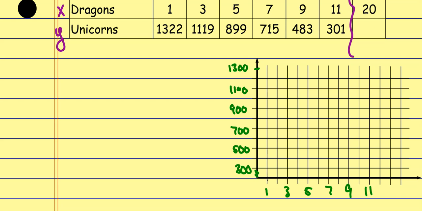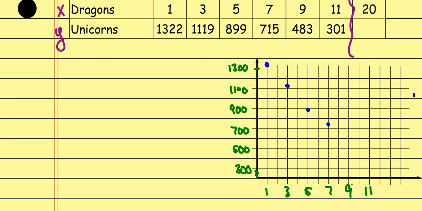And so now I plot these points. 1, 13, 22 is right up here somewhere. 3, 1, that's going to be right around up here somewhere. 5, right around that 900 mark.